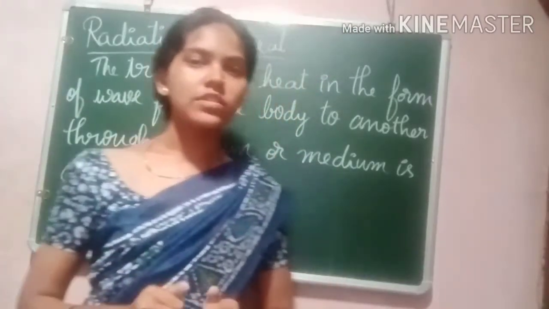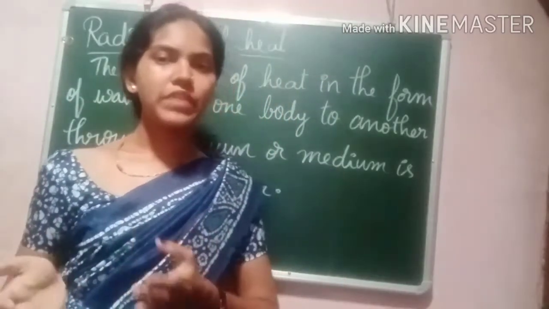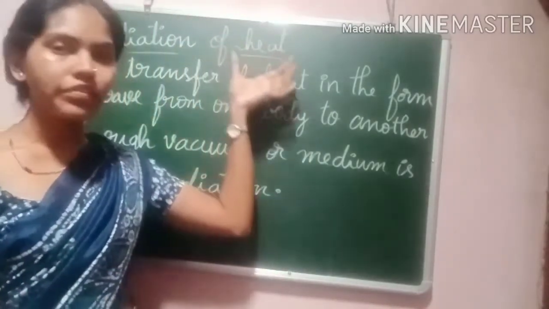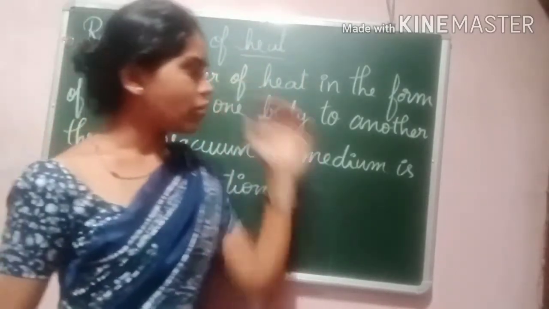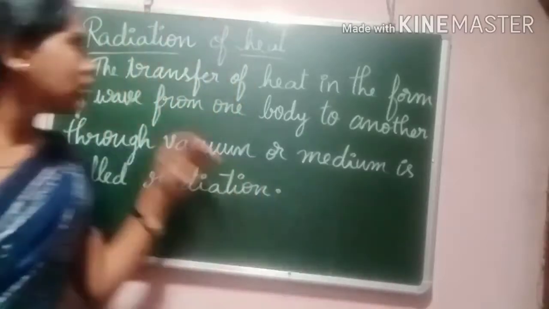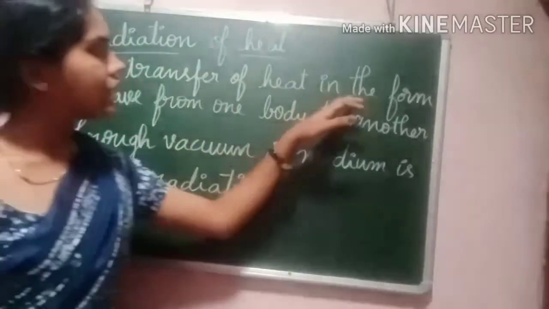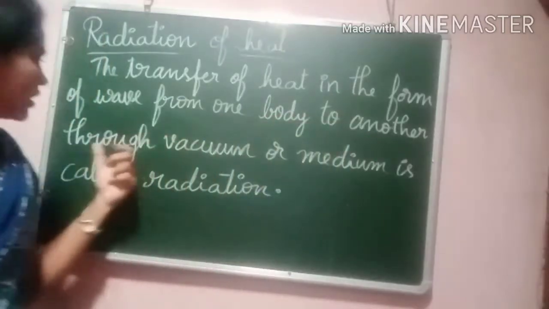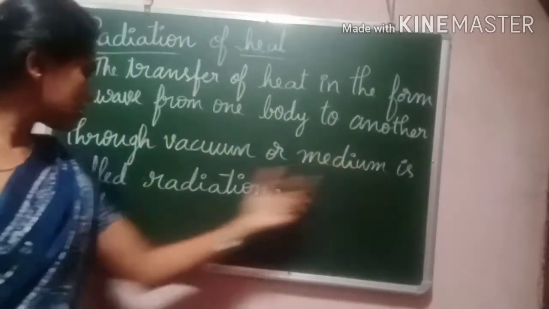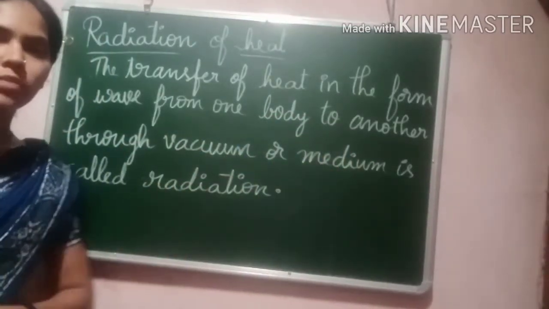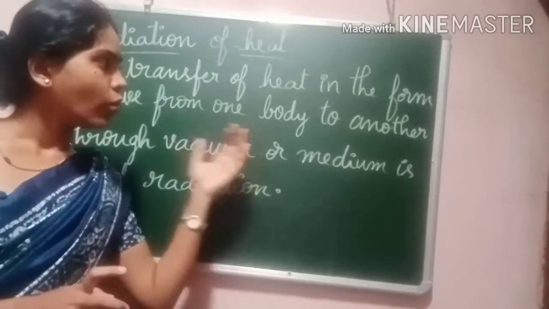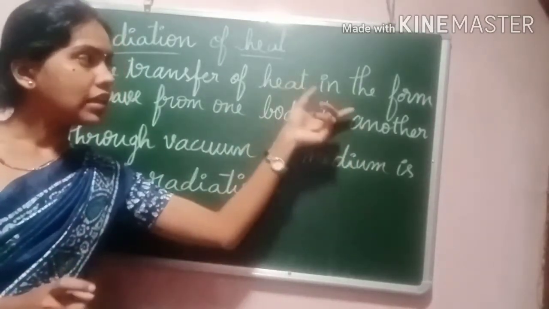Okay, the next concept, the next way of transferring heat from one object to another, is radiation of heat. What do you mean by radiation? The transfer of heat in the form of waves from one body to another through vacuum or medium is called radiation. It is a way of transferring the heat from one body to another in the form of waves.